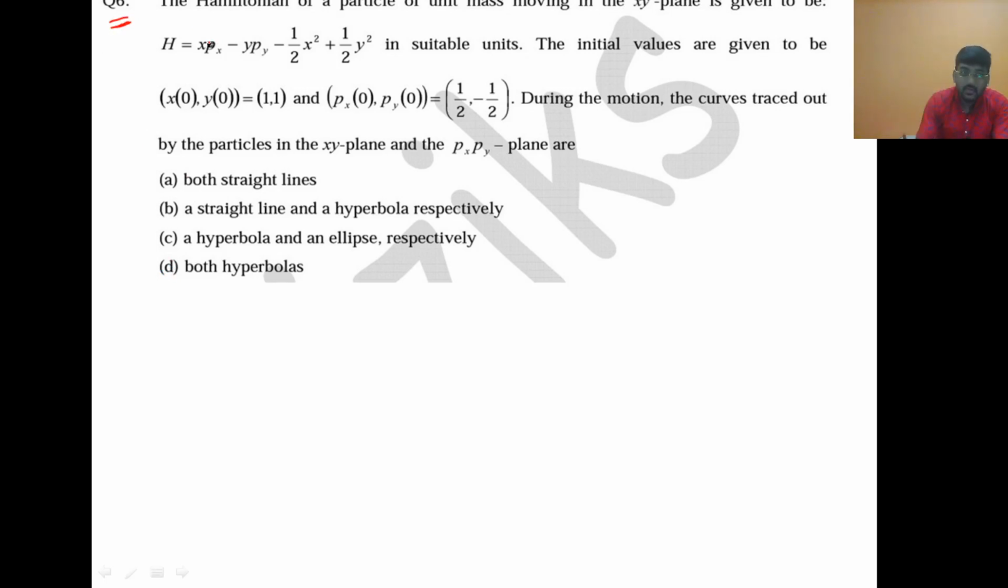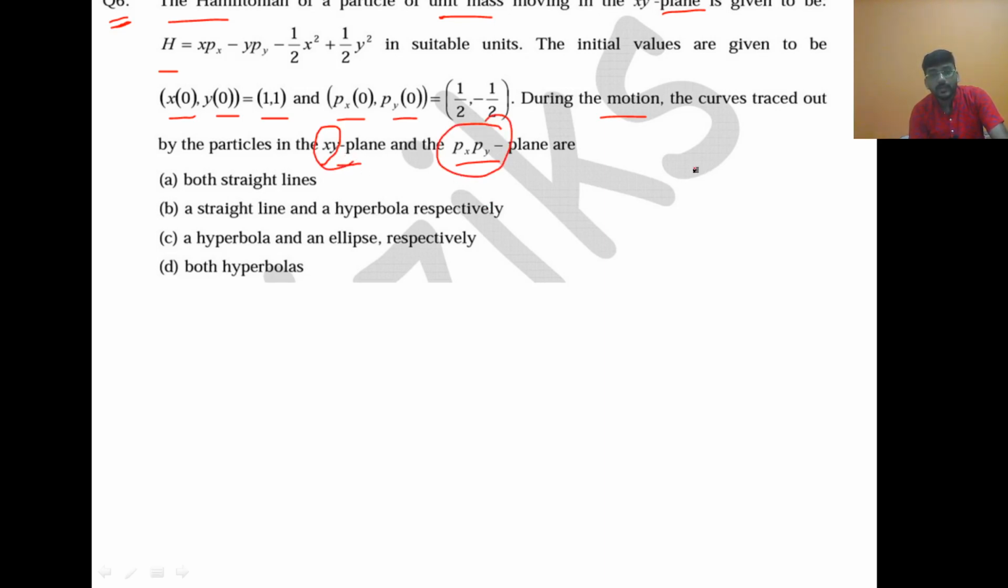2011. The question is: the Hamiltonian of a particle of unit mass moving in the xy plane is given as H = x px - y py - 1/2 x² + 1/2 y², in suitable units, and the initial values are x(0), y(0) = 1, 1, px(0) = 1/2 and py(0) = -1/2. During the motion, the curves traced out by the particle in the xy plane and px py plane. So we have to find out the trajectory of motion in the xy plane and px py plane.